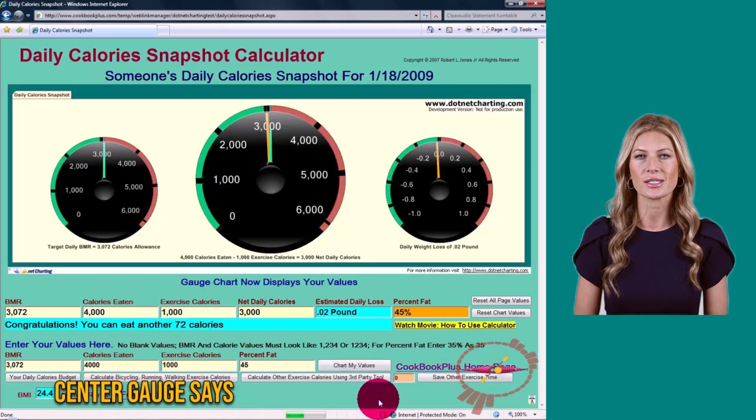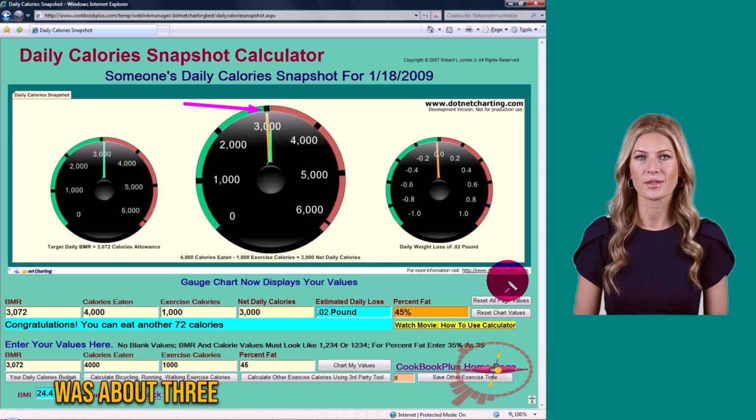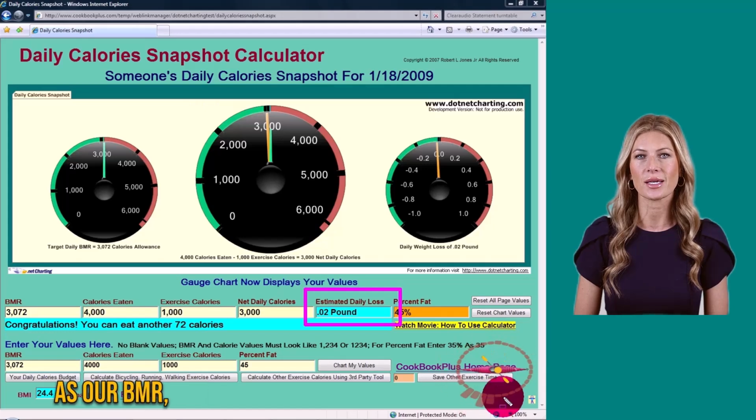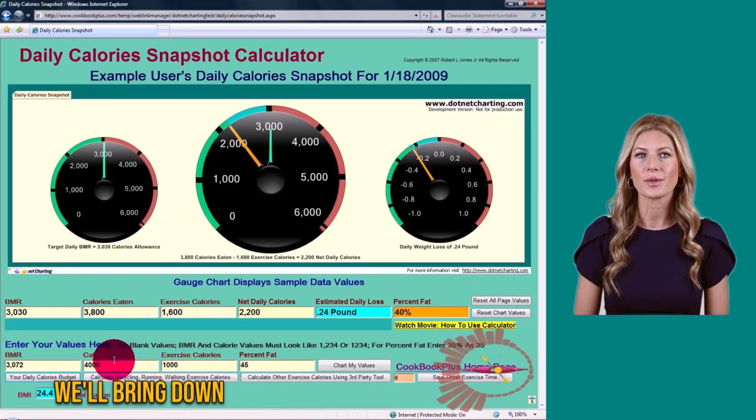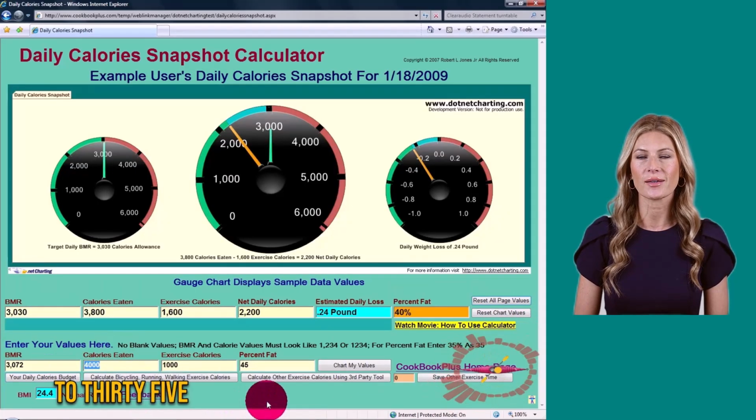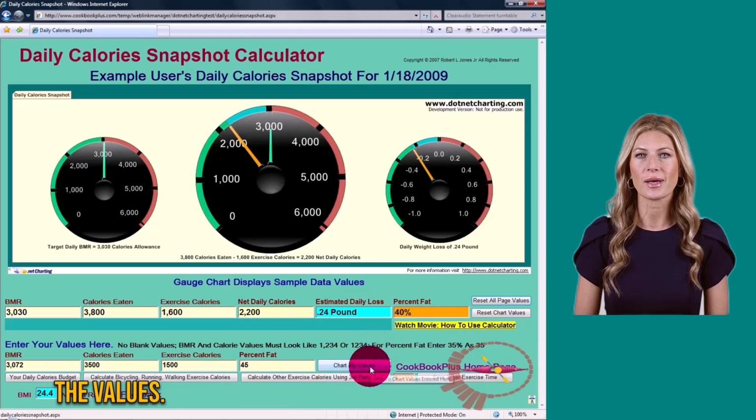This time, the center gauge says our net calories for the day was about 3,000. That's almost exactly what our BMR value was. And because our net calories is about the same as our BMR, the estimated weight gain or loss for today is almost 0. Let's do one more. We'll reset the values. This time, we'll bring down the calories eaten to 3,500 and we'll crank up the exercise to 1,500. Maybe we took a long bike ride. We'll chart the values.